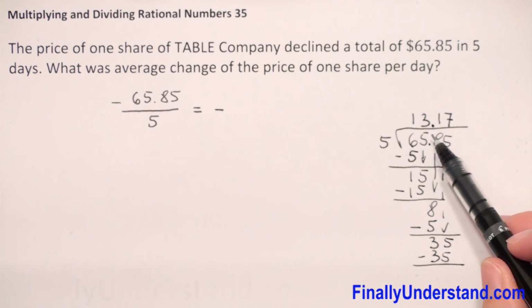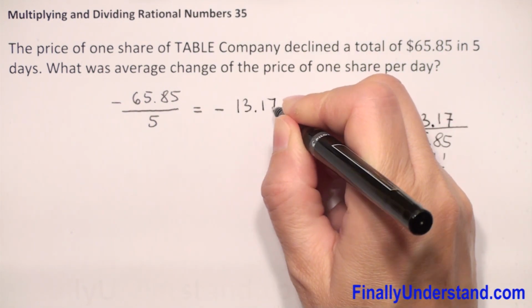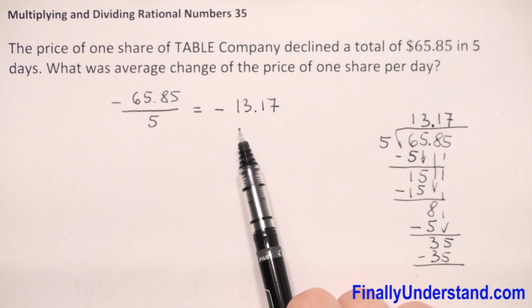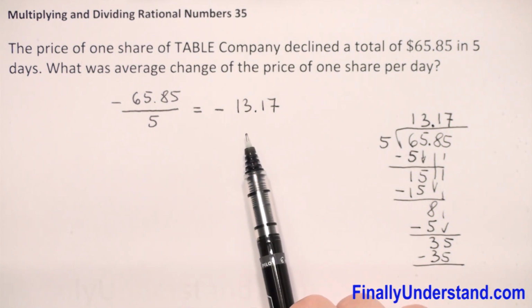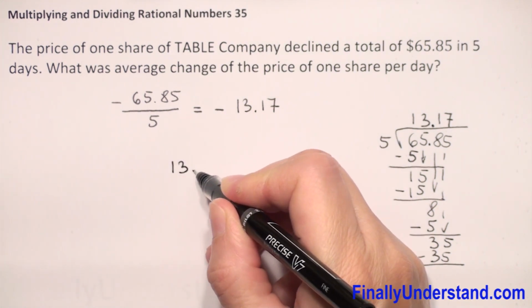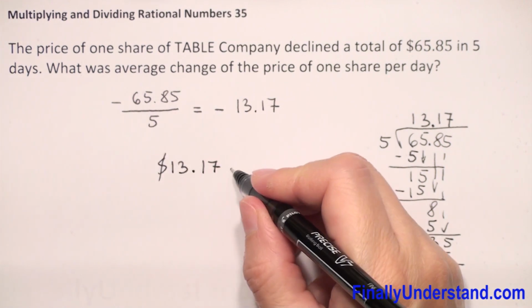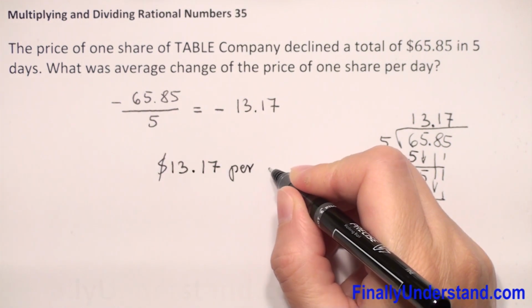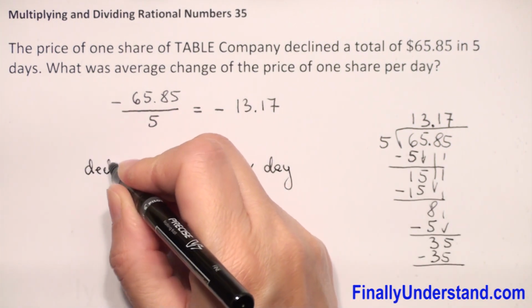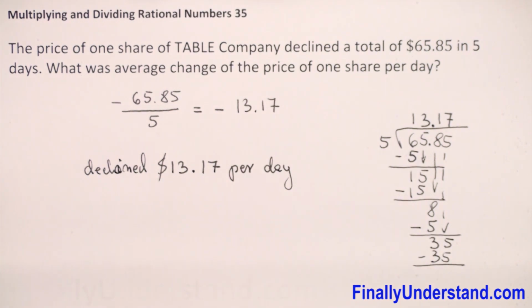So we got the solution 13.17. We can write that the price of one share declined $13.17 per day. This is my solution.